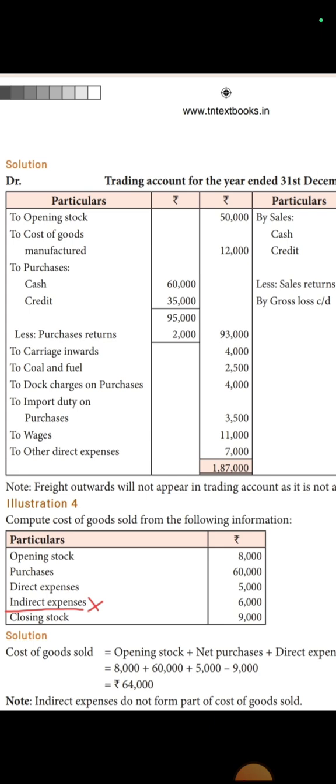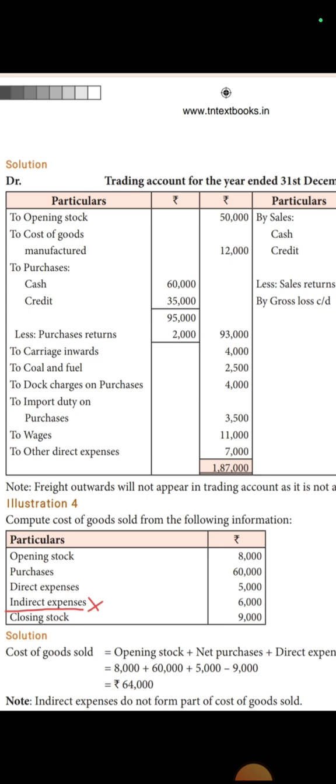Have you recalled the format of the trading account? Let me explain. As per the format of the trading account, we already have the previous year's unsold stock called opening stock, right? And in addition to that, we have purchased some goods. If we have purchases returns, we have to subtract purchases returns from the purchases, and we get the net purchases amount.